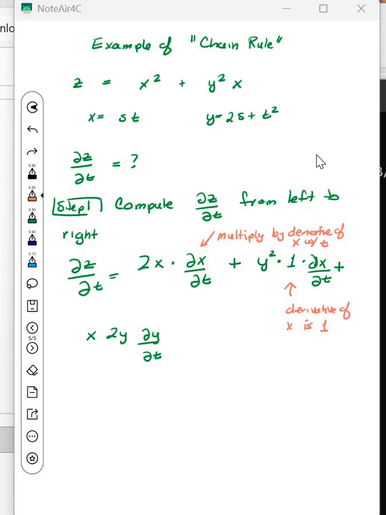Okay, any questions so far? We got some more steps left. So I just want to make sure you understood up to now. Good? All right, so step 2.